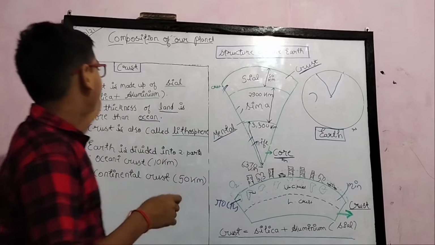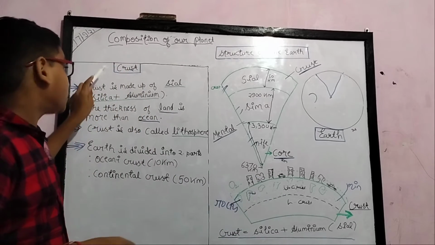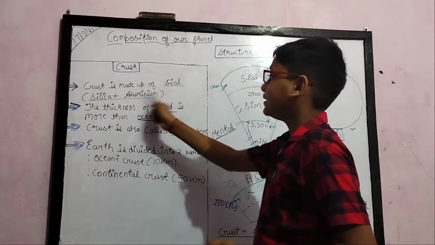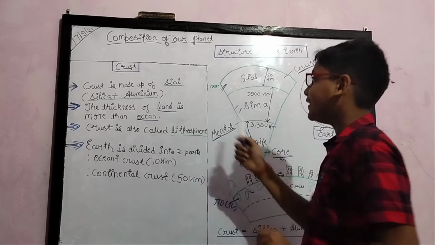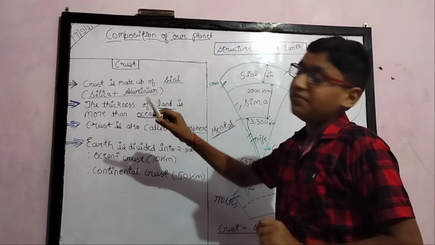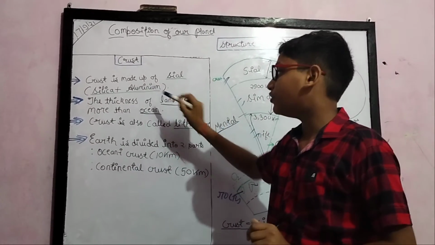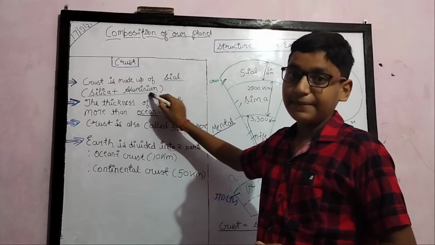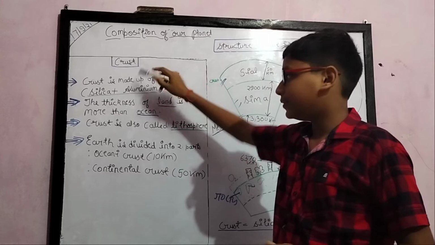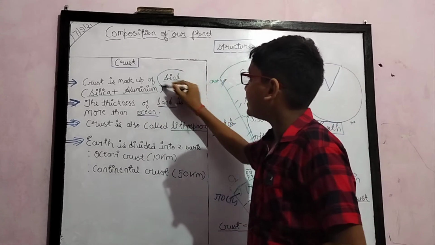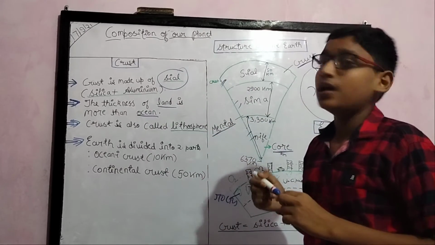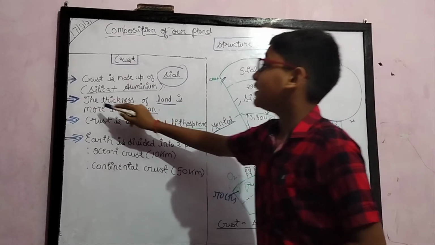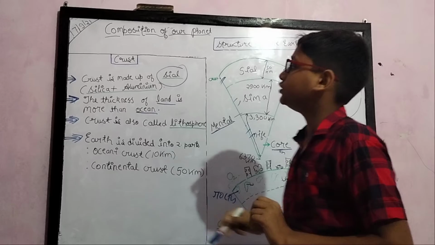Here we have some more important topics on the crust. So let's read. The crust is made up of silica plus aluminium, as we have read here, which are found in rocks. The short form of both of these is Sial. Sial is a learning trick. We can learn silica plus aluminium as Sial. This is a trick.